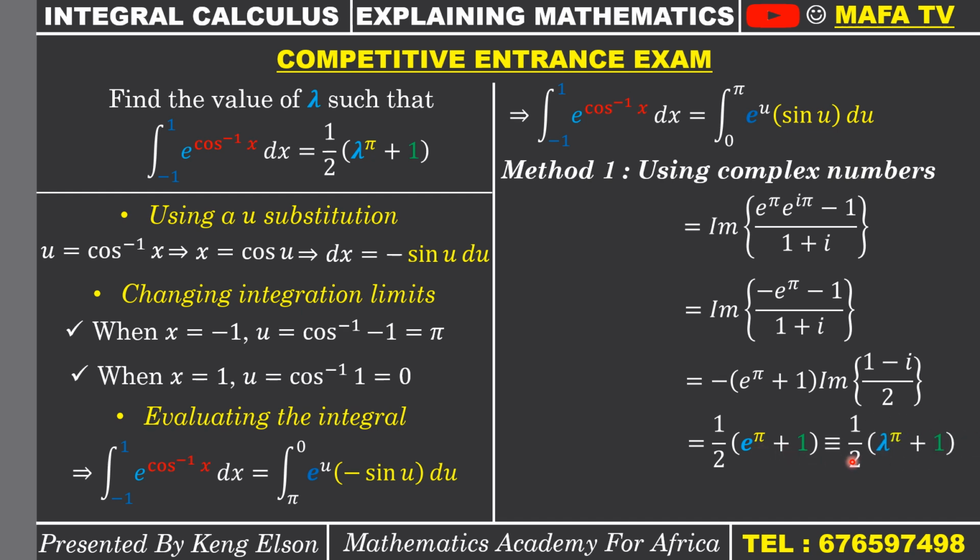This is equivalent to half times lambda to the pi plus 1 according to the equation. So from here we can deduce that lambda is equal to pi. You can go ahead and use integration by parts, and you're also going to have the same result at the end of the day.